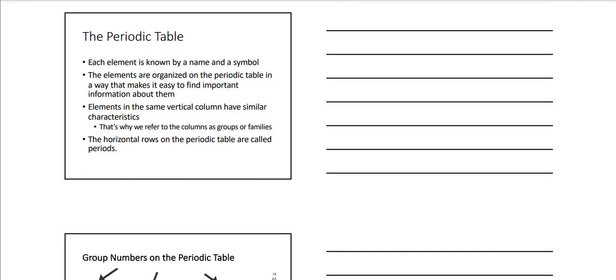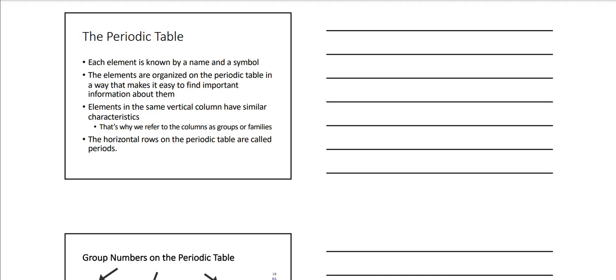The elements are organized in the periodic table for a reason, in a certain way. They are not just arbitrarily thrown in the periodic table without a scientific reason behind it. The elements are organized to make it easy to find them and also to understand their chemical properties.